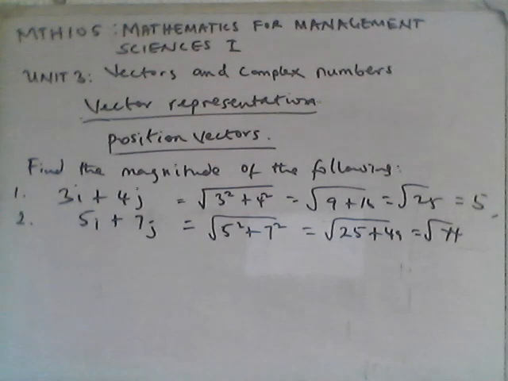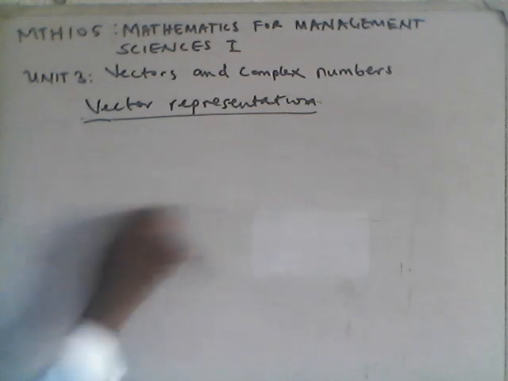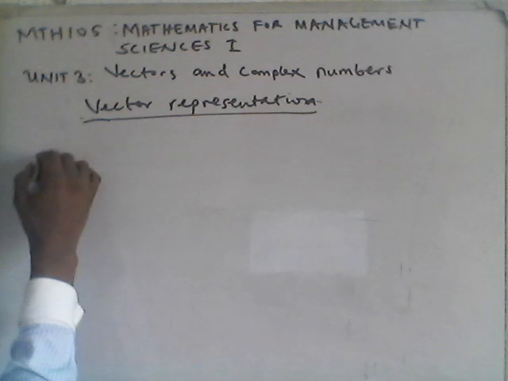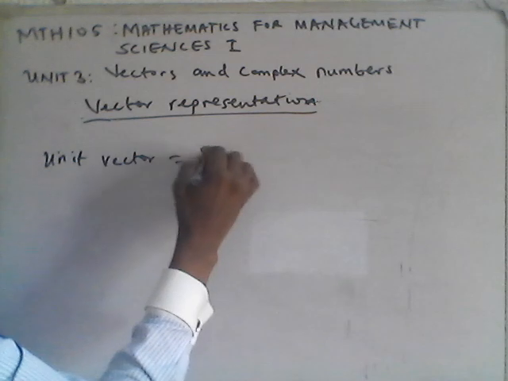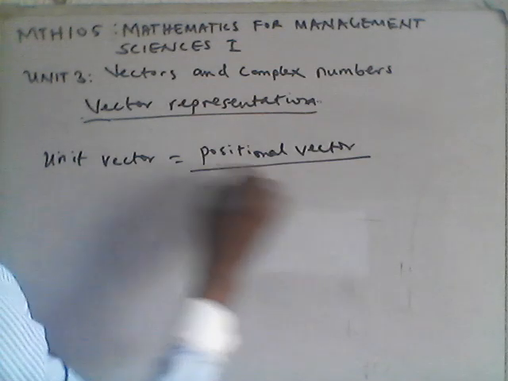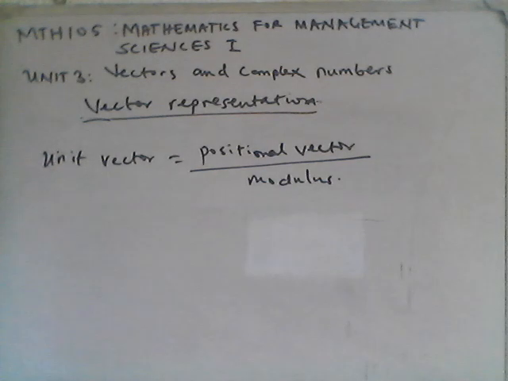Okay, so we are looking at unit vectors. Unit vectors are actually vectors that express the positional vector relative to the modulus. Okay, so by way of formula, a unit vector is equal to the positional vector divided by the modulus, or what do you call it? You call it the magnitude.